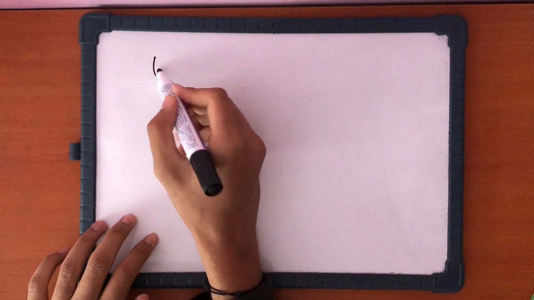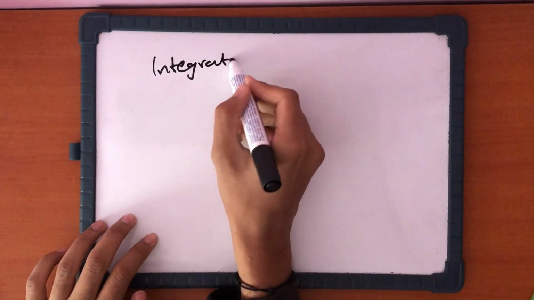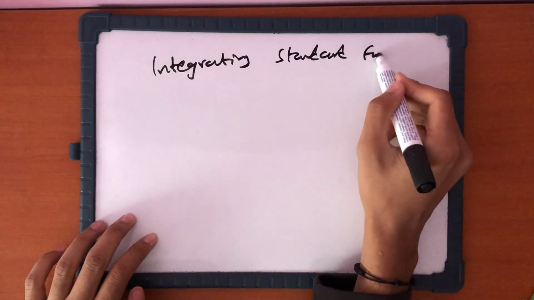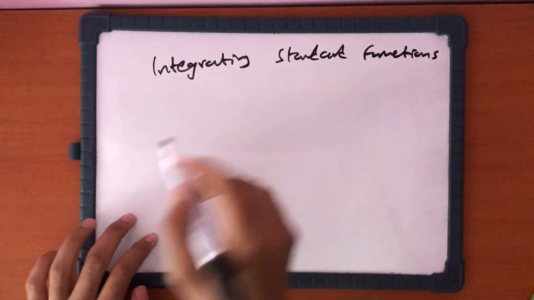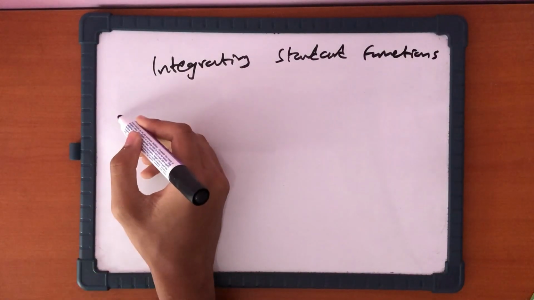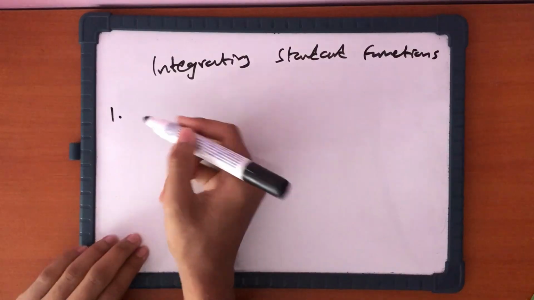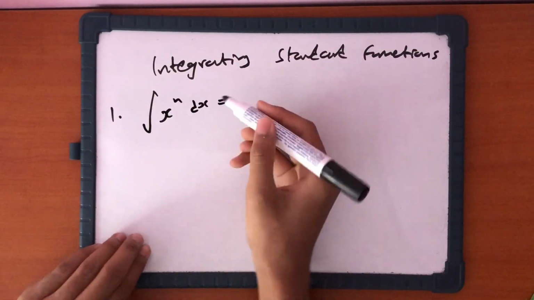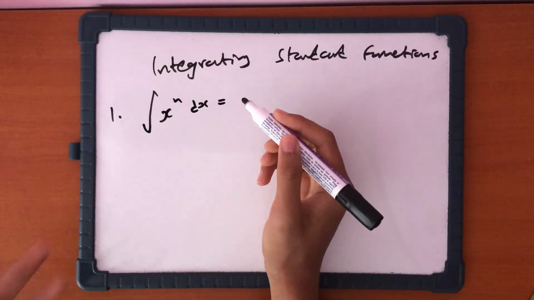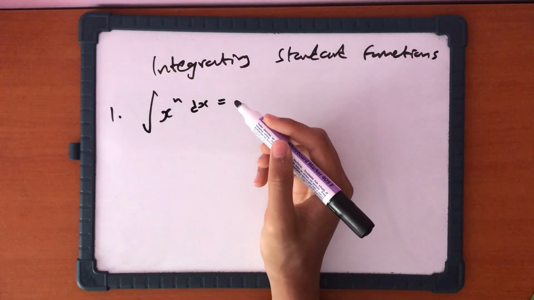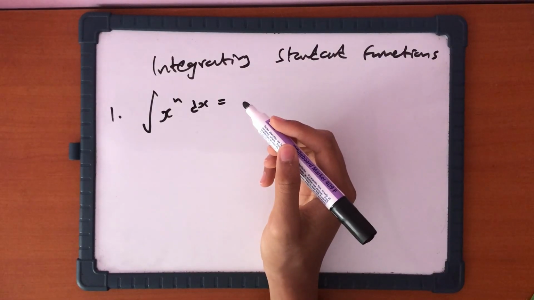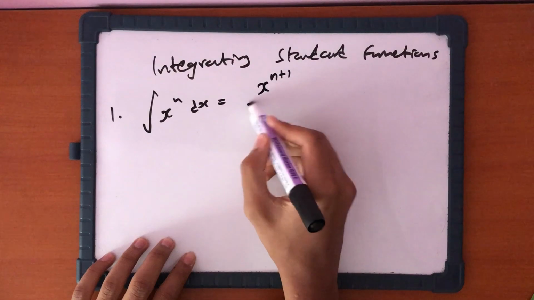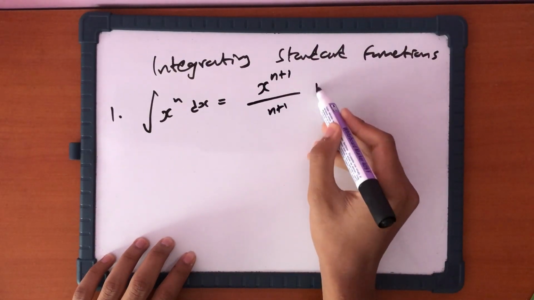In the textbook, this is called integrating standard functions, because their integrals are very standard. They are known and defined through the ages. So the integral of x raised to n dx is: add 1 to the power, divide by the new power. This is the most basic integral of an x term raised to any power. So x raised to n plus 1, divided by the new power, plus c.